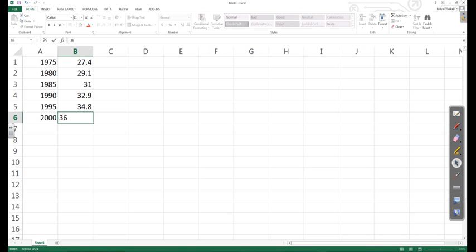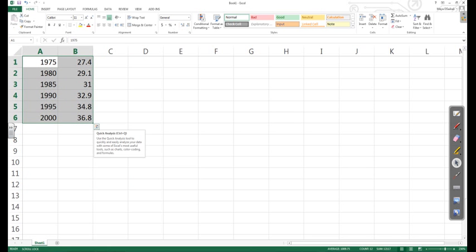So you always put your X in the first column and your Y in the second column. Now, to graph, this is what you have to do. You're going to have to highlight both columns. You're going to highlight the data. And then you have to press insert.